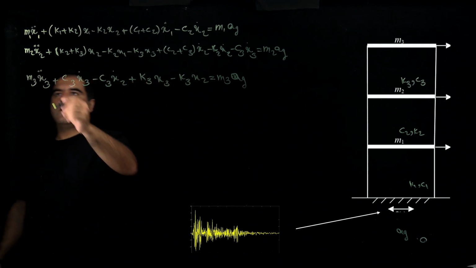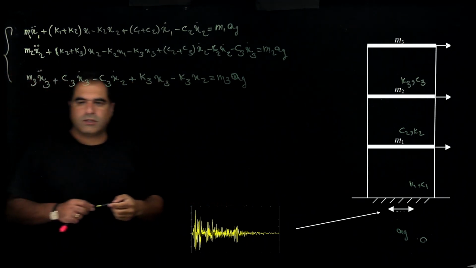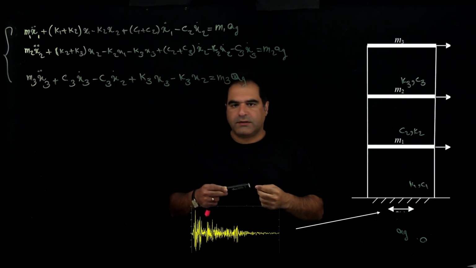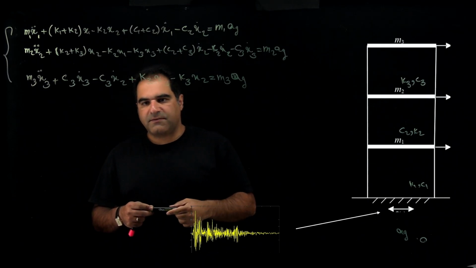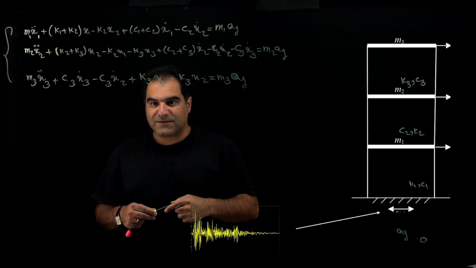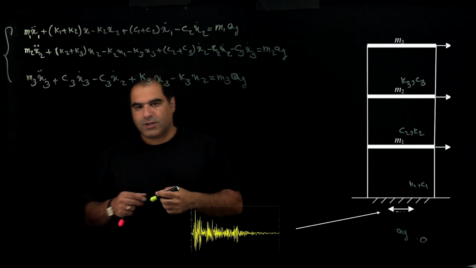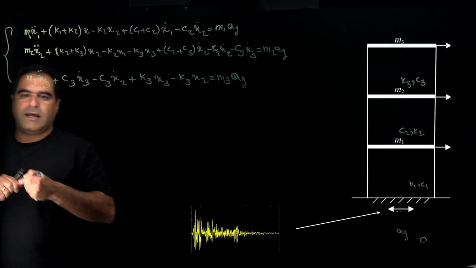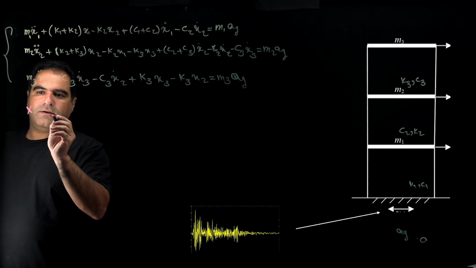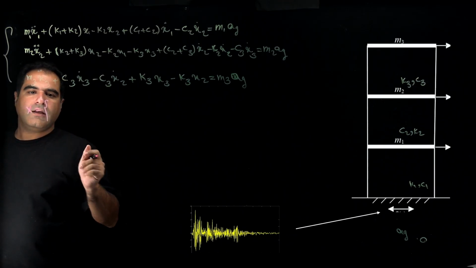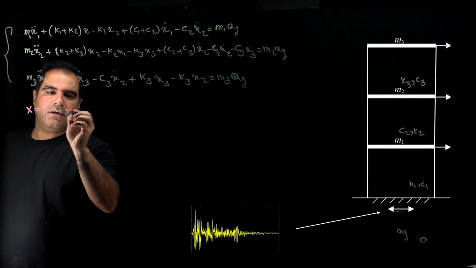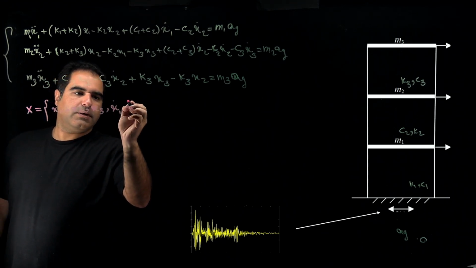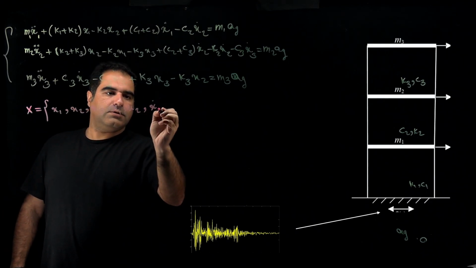This is the governing equation, the ODE describing the physics of the system. The first step to be able to use the Unscented Kalman filter is to write the equation in state space form. To do that, we need to define the state vector. In this case, I assume my state vector x is equal to x1, x2, x3, x dot 1, x dot 2, x dot 3.